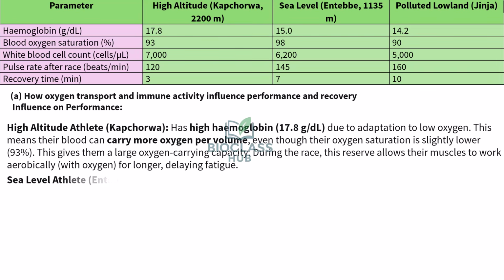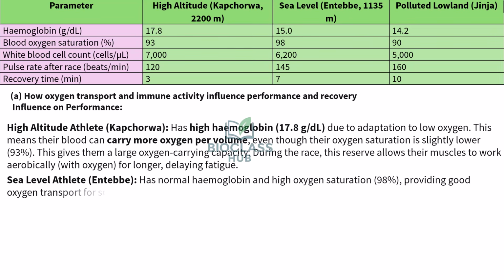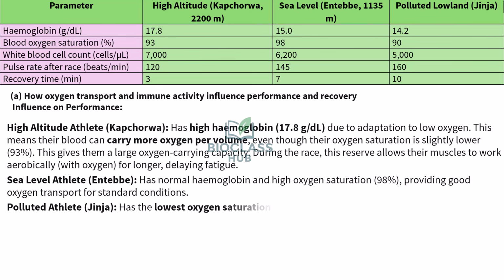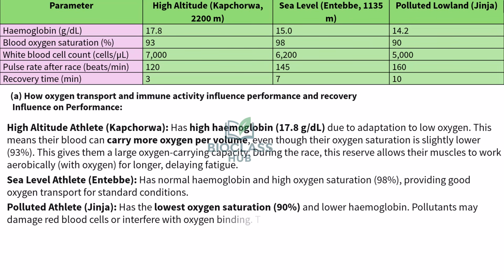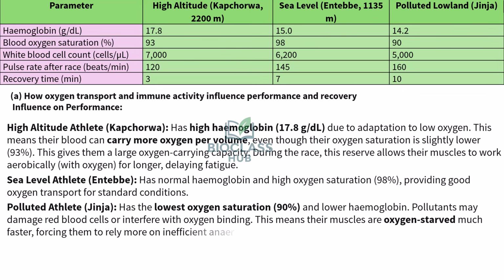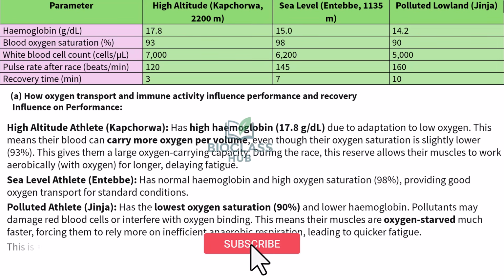Sea-level athlete, Entebbe, has normal hemoglobin and high oxygen saturation, providing good oxygen transport for standard conditions. Polluted athlete, Jinja, has the lowest oxygen saturation and lower hemoglobin. Pollutants may damage red blood cells or interfere with oxygen binding. This means their muscles are oxygen-starved much faster, forcing them to rely more on inefficient anaerobic respiration, leading to quicker fatigue. This is seen in their post-race pulse rate.